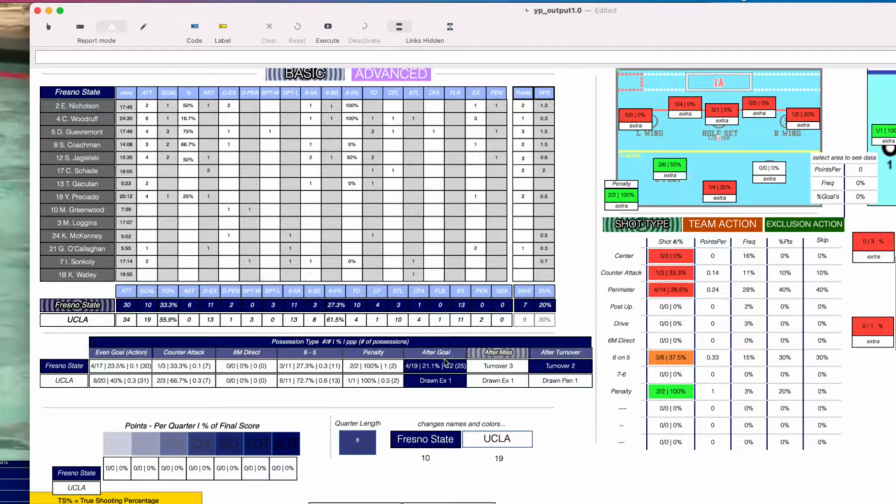After a miss, the colors aren't really working yet. I've got to keep working on those details. Okay, after a miss, Fresno State was 1 for 6 shooting on their 10 attempts. They drew an exclusion, drew a penalty.